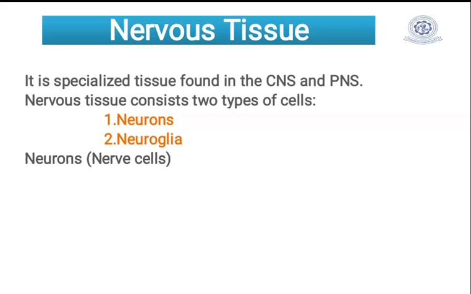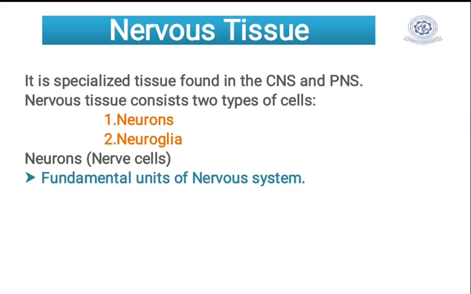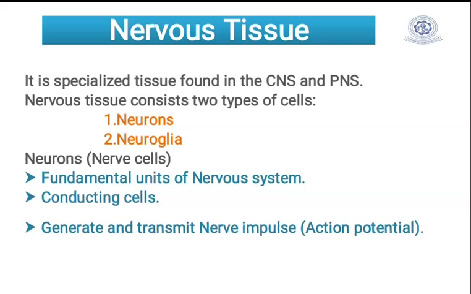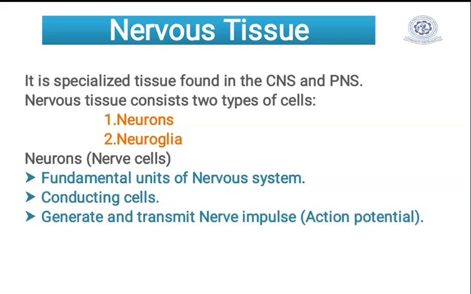Neurons are also known as nerve cells. They are the fundamental units of the nervous system. They are the conducting cells. They are going to generate and transmit nerve impulse, that is nothing but the action potential.